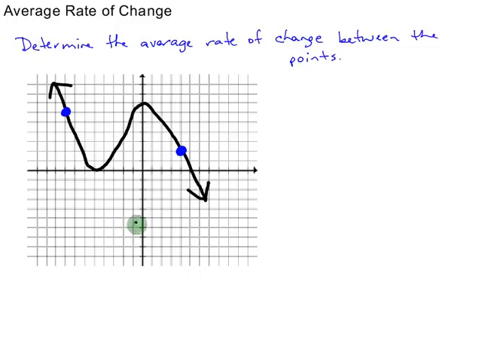So here we have the graph of a function with 2 points pointed out, and the instructions tell us to determine the average rate of change between the points. So the average rate of change is the slope between these 2 points. In other words, it's the slope of this line segment. Okay, and so all that matters here is that you can tell your y's are decreasing, decreasing, decreasing, increasing, decreasing, and you get here.